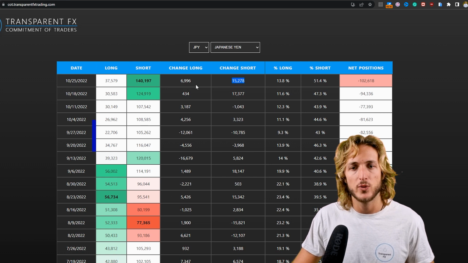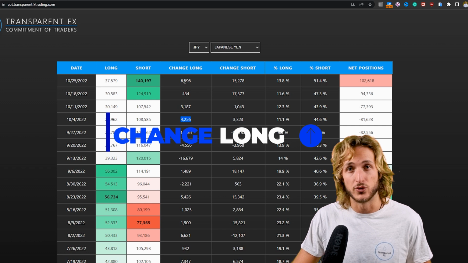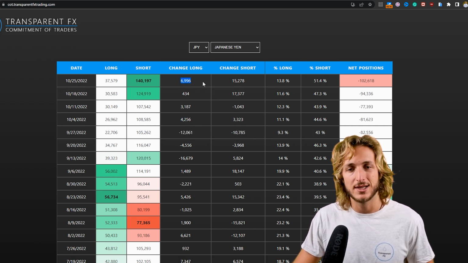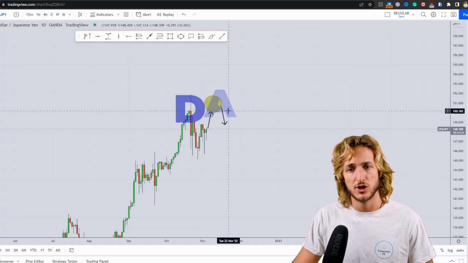However, we can see how we are already starting to see longs added with the last four reports. Specifically, we can see how with the last report we had 6.9k longs added, meaning that we are already starting to see accumulation of longs on the JPY from an institutional perspective.